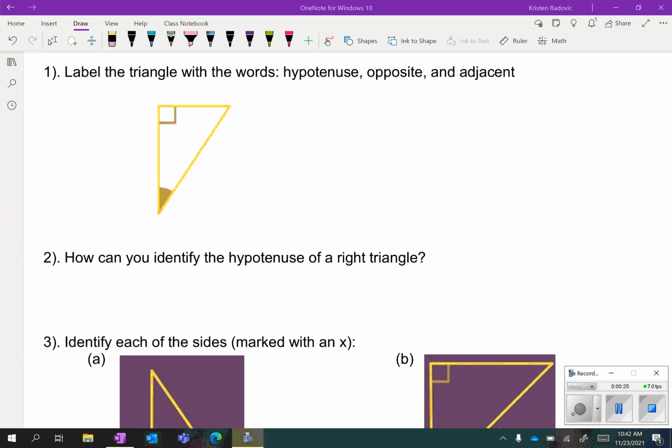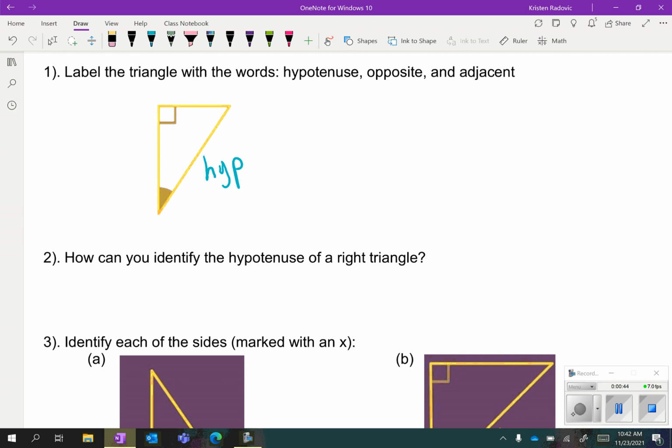So the safer route is to go directly opposite of the right angle. And the right angle is usually identified with a square because it's 90 degrees. So what's opposite of my right angle is the hypotenuse.